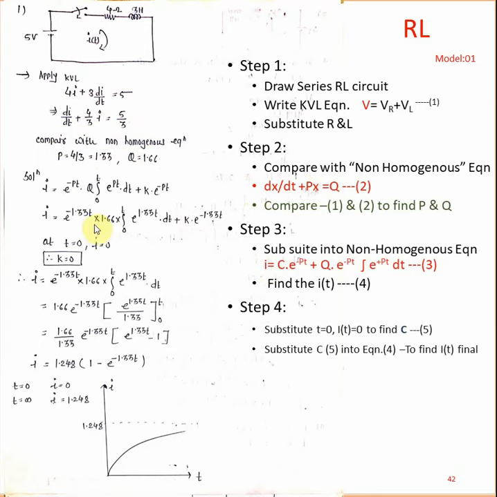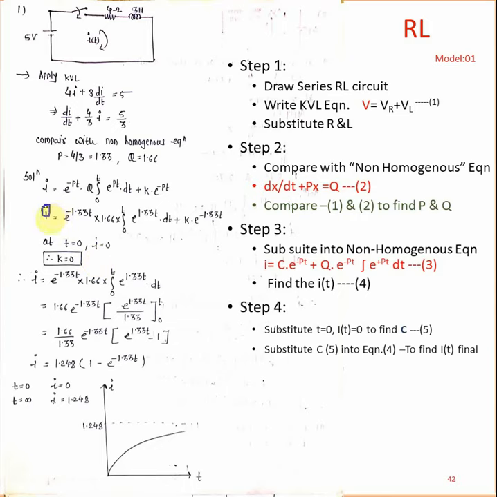Okay, I have substituted. Once you substitute, then you simplify. This is the fourth equation I got. Either you can simplify or not simplify. This is the fourth equation. Then the fifth equation: how to get the fifth equation? Substitute t is equal to 0, I is equal to 0. The I place is 0, you can do it.